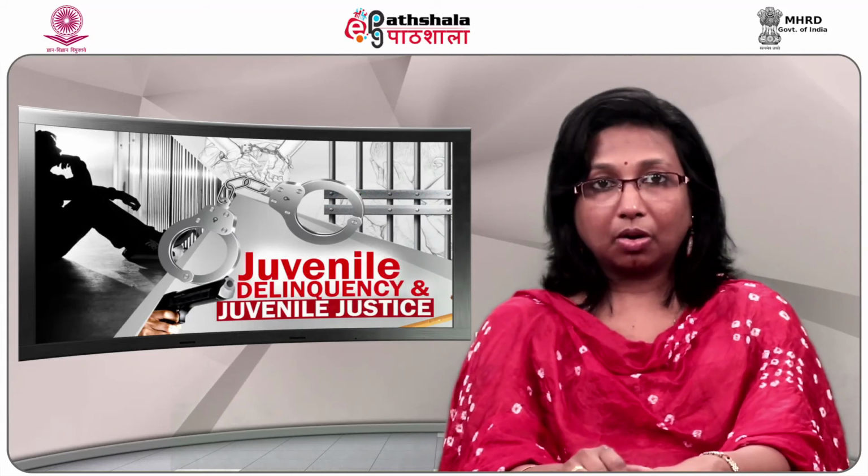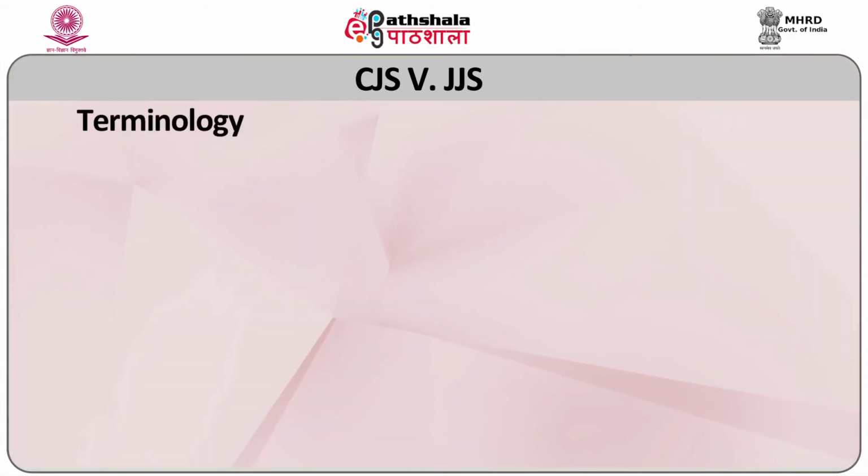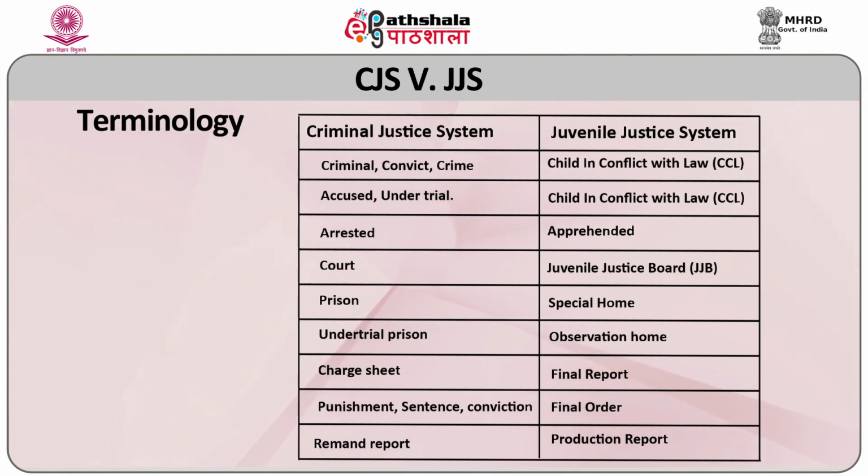Next, let us look at the terminologies which are different between the criminal justice system and the juvenile justice system. In the criminal justice system, the terminology used is criminal, convict and crime. However, in the juvenile justice system, the terminology used is children in conflict with law, or crime is called an offence. In the CJS, the people who commit an offence or are alleged to have committed an offence are called accused or under trials, whereas in the JJ system they are called CCLs, alleged to have committed an offence. In the criminal justice system, the word used is arrested, whereas in the juvenile justice system, the word used is apprehended.